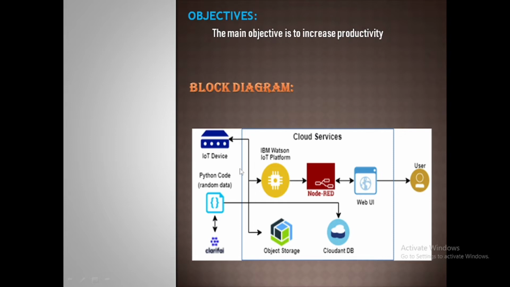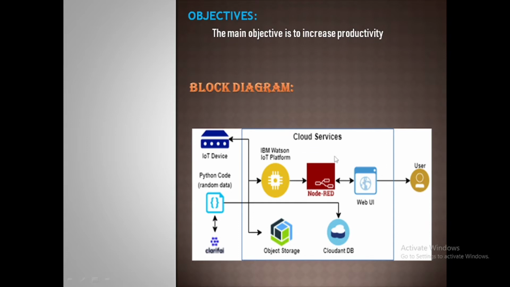The next component is the IBM Watson IoT platform, which plays a major role in our project, and it acts as a mediator between the IoT device and the web UI. A web application is created to see the soil moisture, temperature and humidity levels. And Node-RED is an online platform where we can connect all those sensors and turn the motors on and off, with buttons to check the humidity, soil moisture and temperature levels. And this is the block diagram of our project.